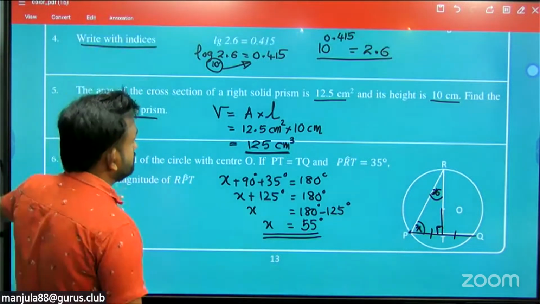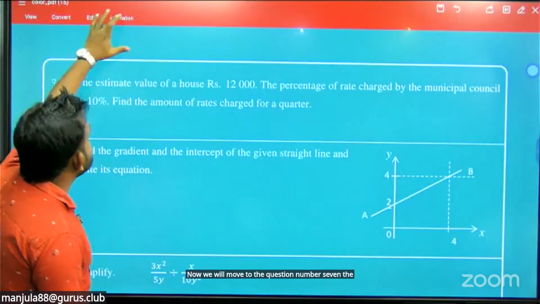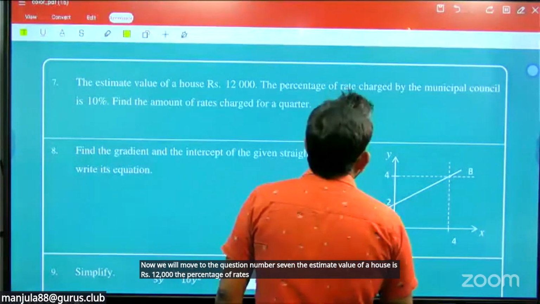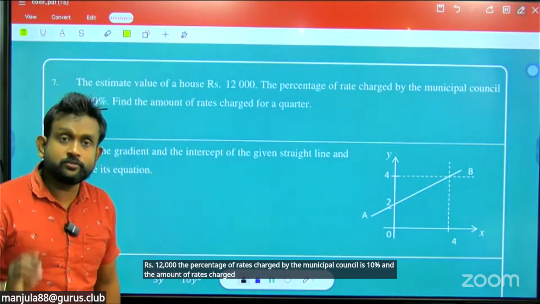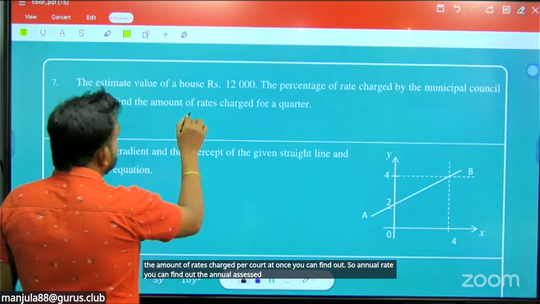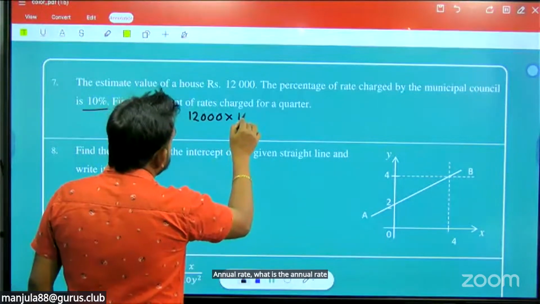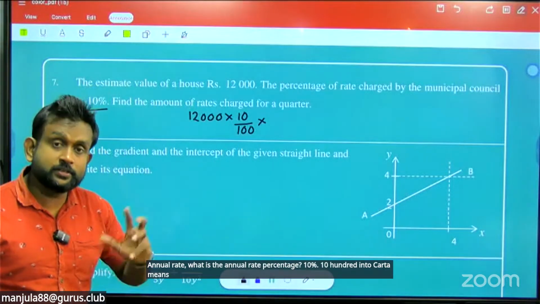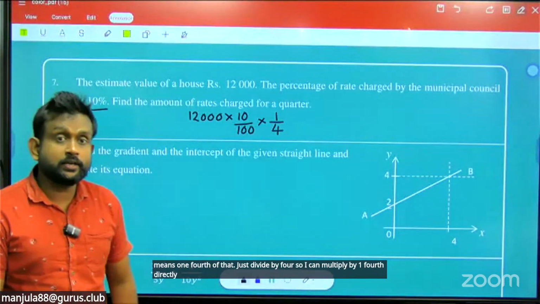Now we will move to question number 7. The estimated value of a house is rupees 12,000. The percentage rate charged by the municipal council is 10%. Find the amount of rates charged for a quarter. At once you can find out. The annual assessed value is 12,000, multiply with the annual rate. What is the annual rate percentage? 10%. 10 upon 100, and a quarter means 1/4 of that. Just divide by 4, so I can multiply by 1/4 directly. That gives you the quarterly payment.